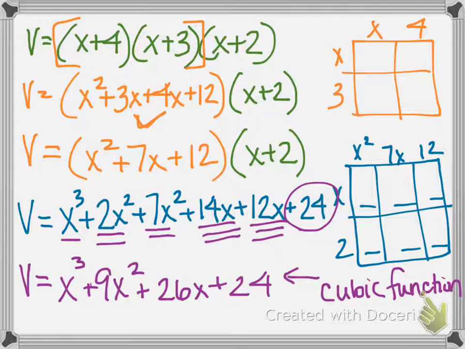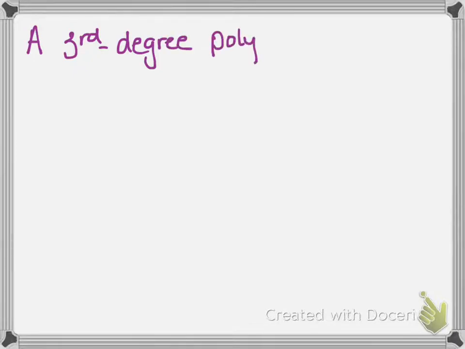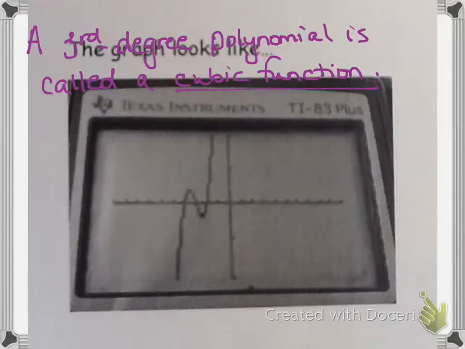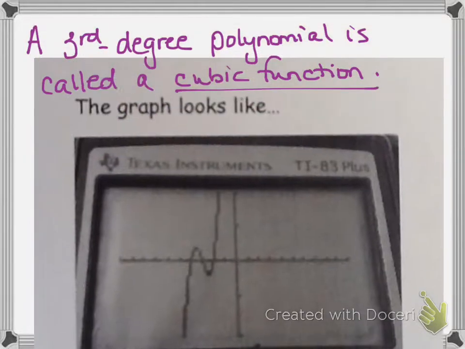A third degree polynomial is called a cubic function. Let's write that down. A third degree, remember, degree are just your exponents. A third degree polynomial is called a cubic function. Okay. And it shows you down there at the bottom what the graph looks like. So let me insert that here just so I could talk about it for a minute. So here is what the graph looks like.